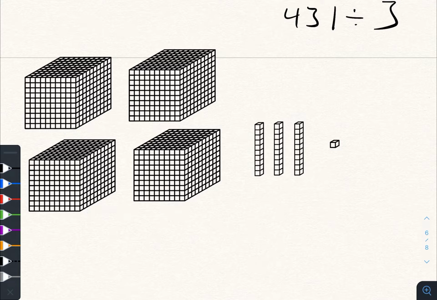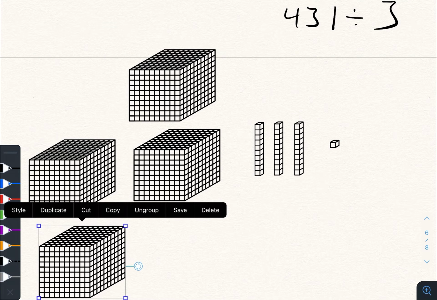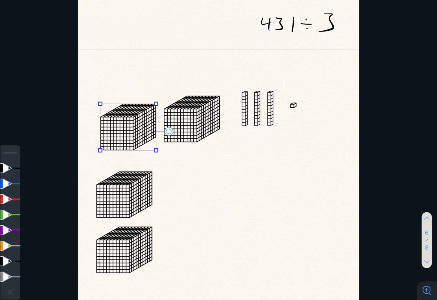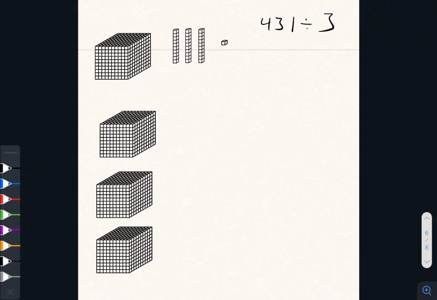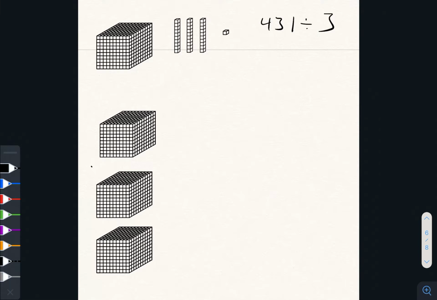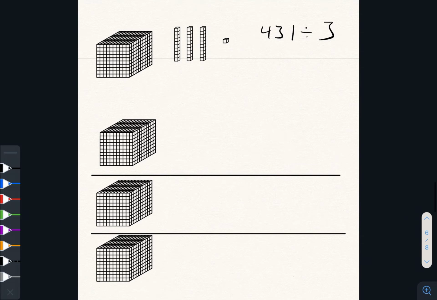So let's go biggest place value first, and then work our way down. I'm going to try to split these into 3 equal groups. Let me zoom out a little bit. So I have 4 hundreds. I'm going to take 3 of them and divide them among the 3 equal groups that I'm trying to build. I'll separate them off a little bit like this. This will be group number 1, group number 2, and group number 3, and each group is going to have the same number of things in it.